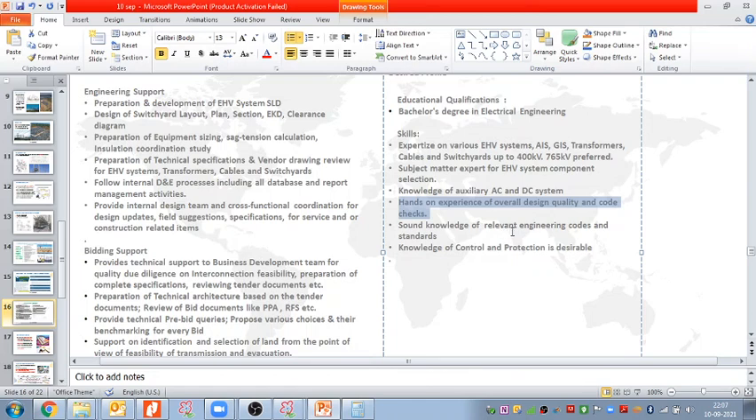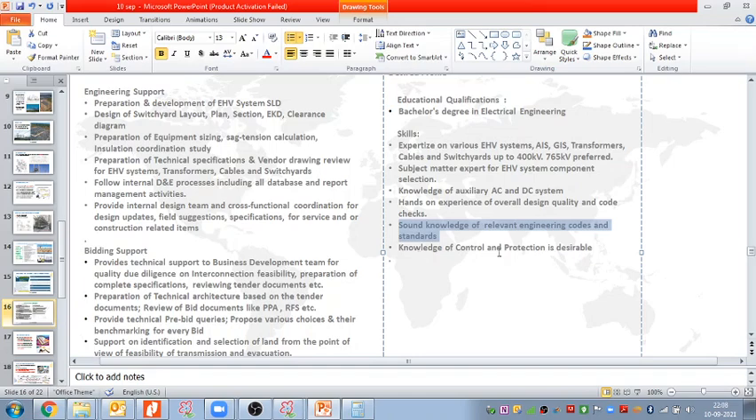Sound knowledge of relevant engineering codes and standards, that also we will discuss. And every engineering code and standard that we use in substation, I will make sure that you all have in your computer, in your laptop. I think I have shared some engineering codes and standards for equipment already. So that also I will discuss and share with all of you. You can keep it in your laptop.